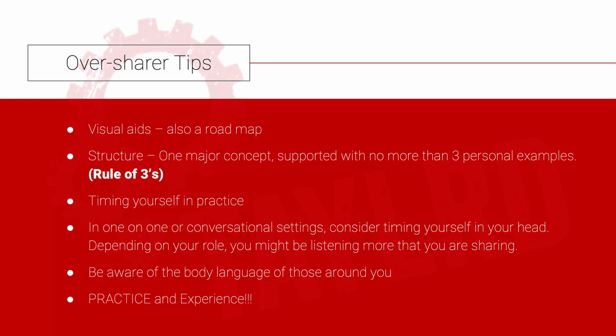Having a structure in general can really help someone who tends to share too much. Like we talked about earlier, using the rule of threes can be a good starting point for getting structure. Consider practicing how you share and timing yourself. Consider how you can gauge how much you are sharing versus how much you are listening in one-on-one settings. Depending on your role, you might be listening more than you are sharing. Be aware of the body language of those around you. Like most other strategic sharing concepts, practice and experience will help you improve.